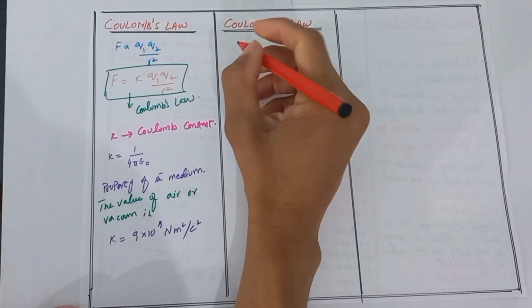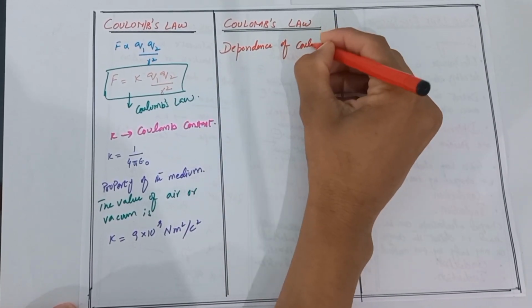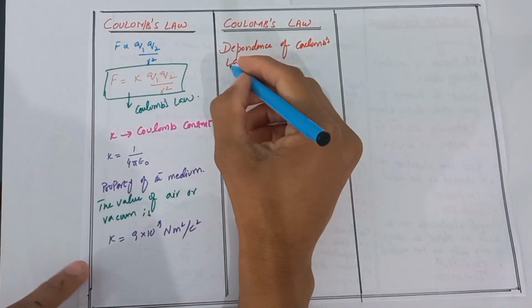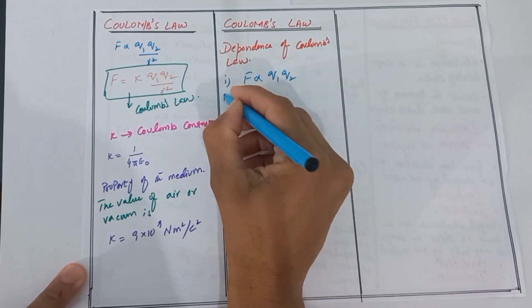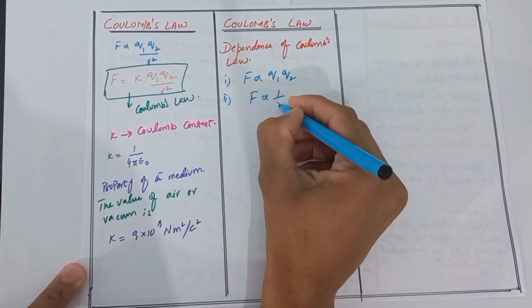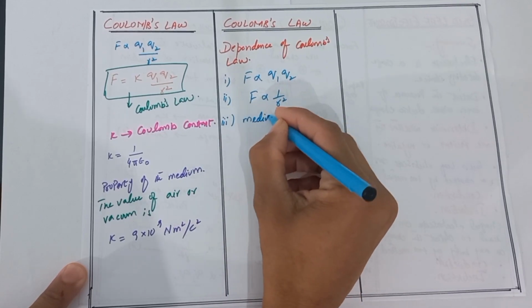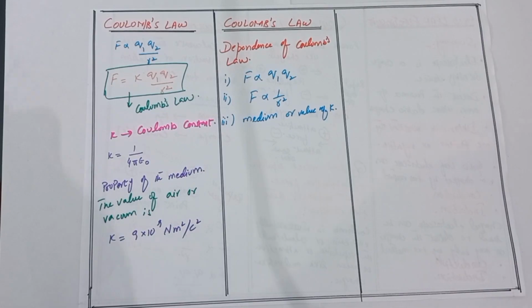Now we discuss the dependence of Coulomb's law. Coulomb's law depends upon these three factors. First, force is directly proportional to the product of the charges Q1 and Q2. Second, force is inversely proportional to the square of the distance between them. Third, it depends upon the medium, or the value of K.